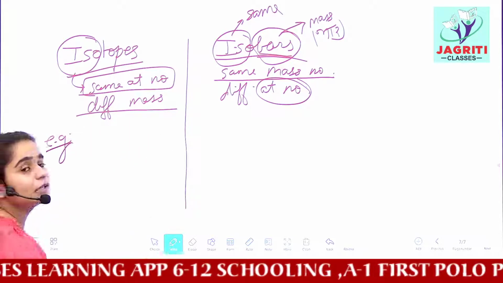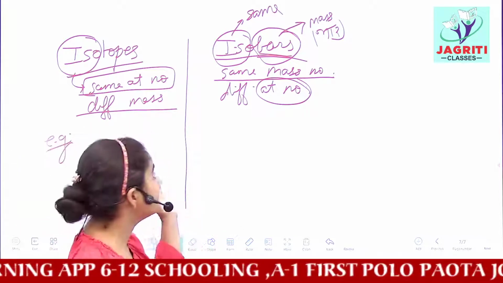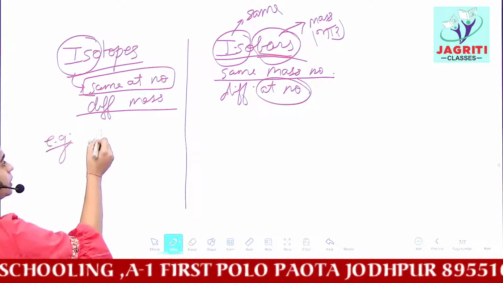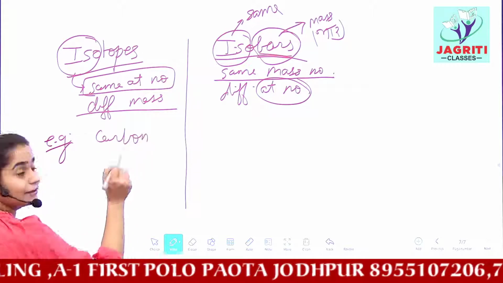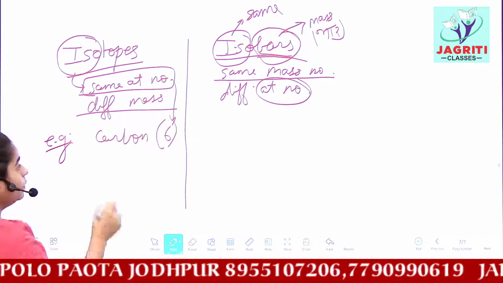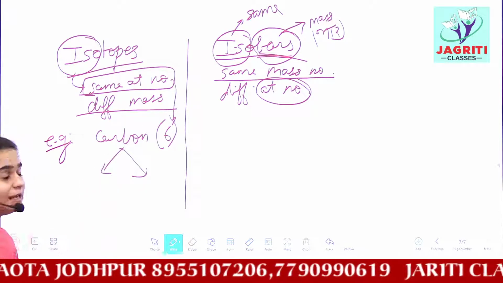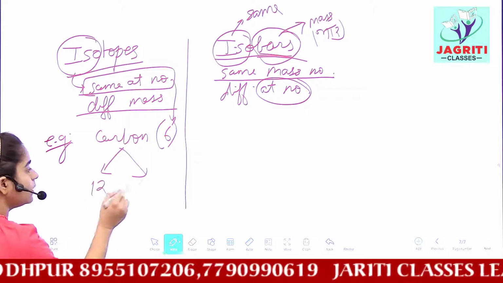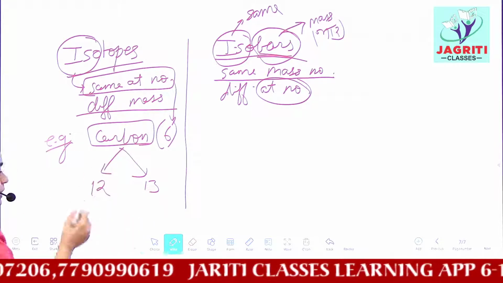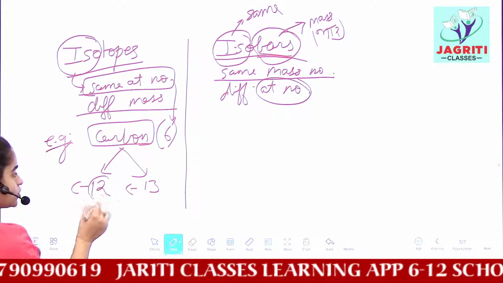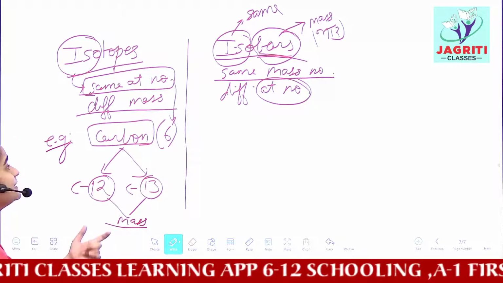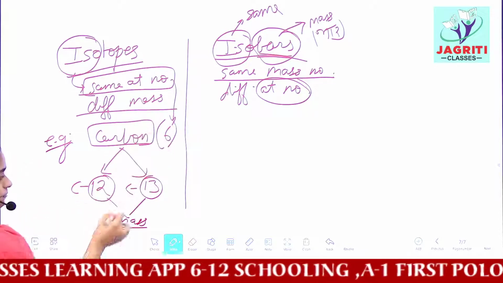This is actually not a topic in your syllabus, but I am discussing it so that your concept is clear enough. For example, you can take the isotopes of carbon. The atom carbon has atomic number 6, but you have two isotopes of carbon. Its mass can be either 12 or 13. Carbon has two isotopes, C12 and C13. These 12 and 13 are their masses. So they have the same atomic number but different masses.